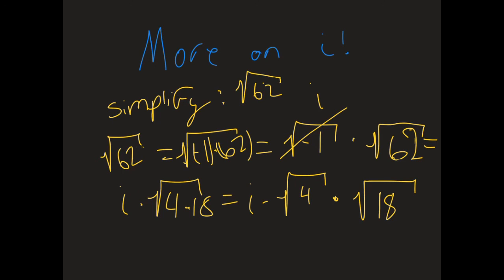So the principal square root of 4 is 2. We don't have a principal square root of 18, so I think this is simplified enough. We have i times... I like to make the order of this different. I like to say that this is going to be equal to 2 times the principal square root of 18 times i. And that is as far as you can simplify this.